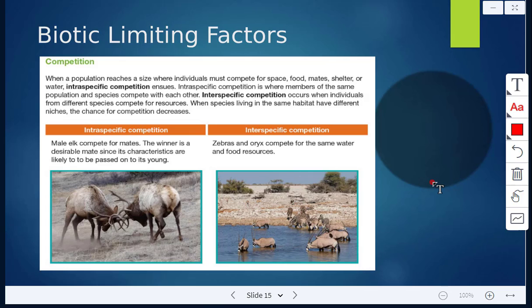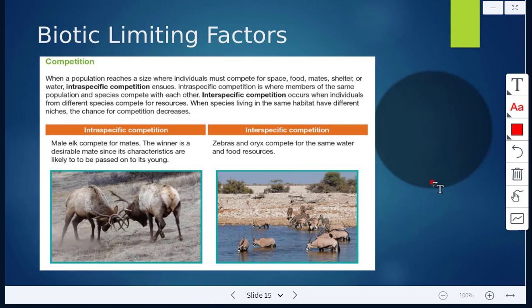So there's two types of competition. It's within a species, and it's going to be between species. So when a population reaches a certain size, where individuals have to start competing for resources like space, food, mates, shelter, or water, that's intraspecific competition. This is where members of the same population and species are competing with each other.